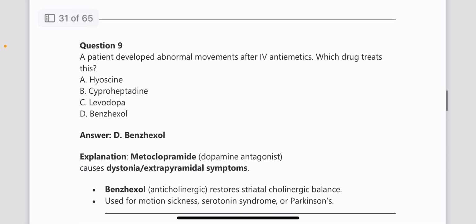Next question, a patient developed abnormal movements after IV antiemetics. Which drug treats this? Answer is benztropine, because metoclopramide, a dopamine antagonist, causes dystonia or extrapyramidal symptoms. And so benztropine is another drug which is an anticholinergic, and it restores the striatal cholinergic balance, and it is used for motion sickness, serotonin syndrome, or Parkinson's. Here, since the patient is having abnormal movements after IV antiemetics, it is treated with benztropine.